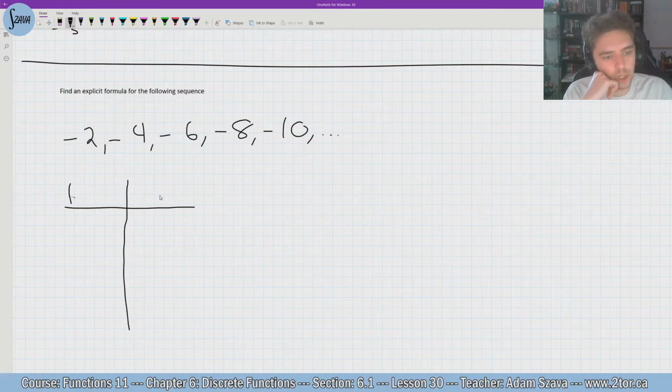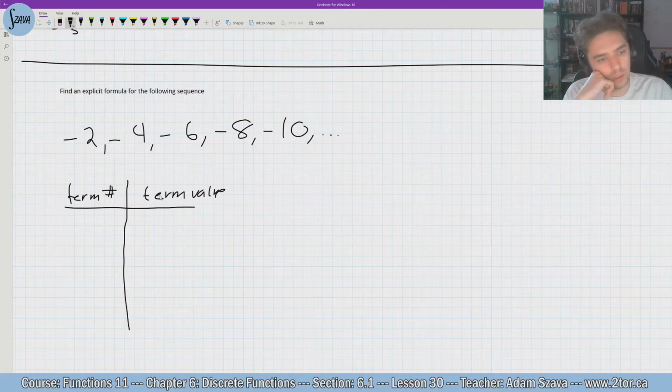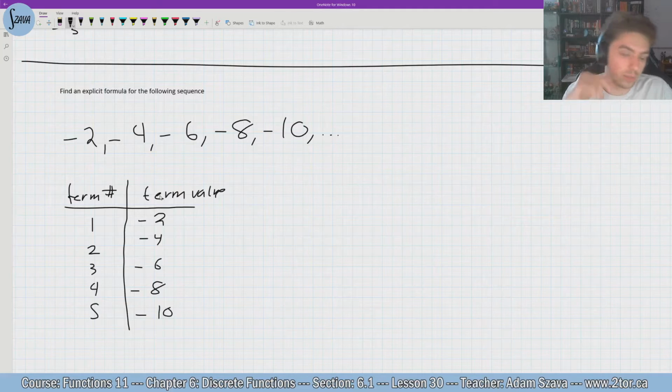We can make a table of values here, to relate term number to term value. That's probably the best way to go about it. So term 1, term 2, term 3, term 4, term 5, and -2, -4, -6, -8, -10. Okay, so we got to start trying to identify some sort of pattern here, right? That's the main point here.